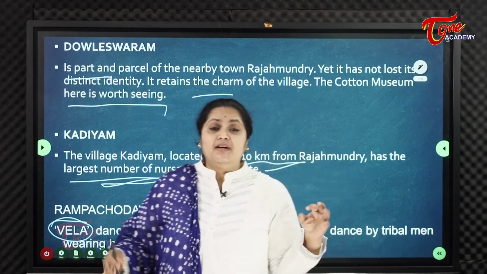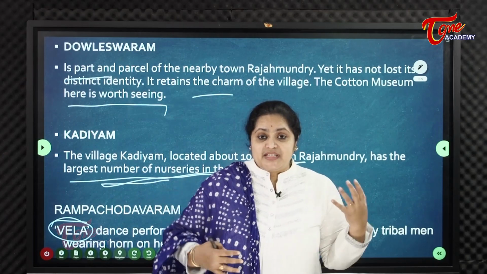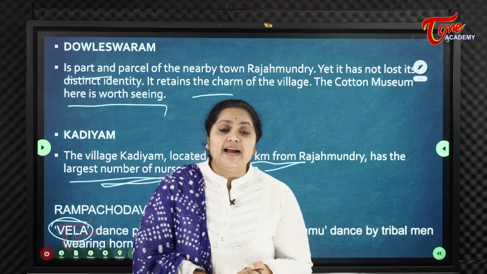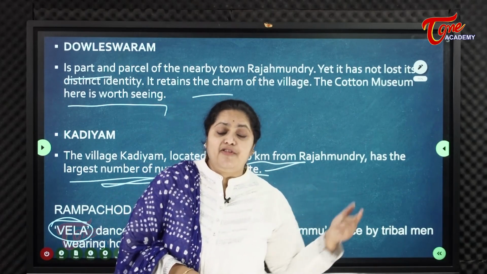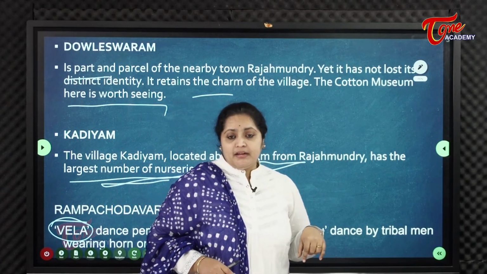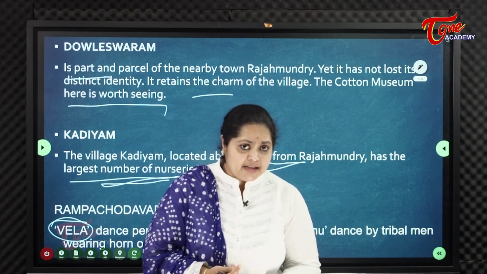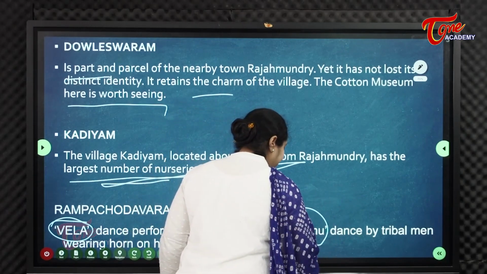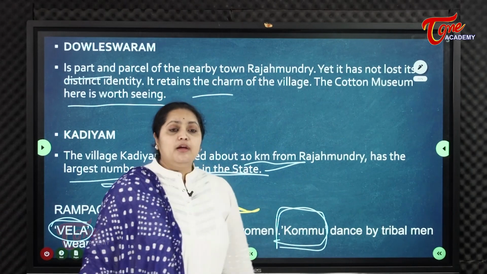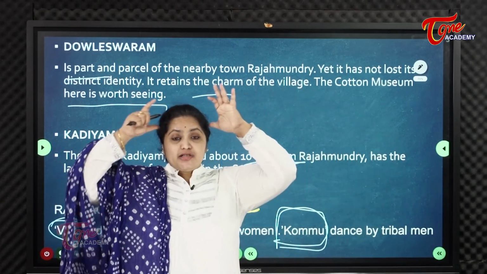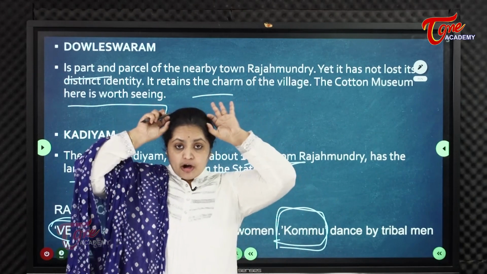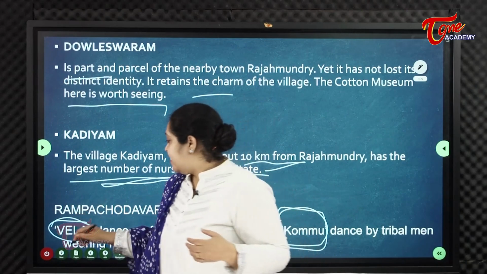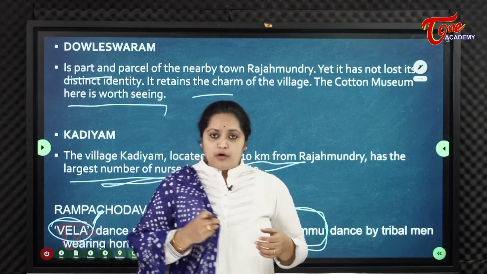performed by tribal women wearing glittering dresses. And in that area, another dance is performed by tribal men. Tribal women perform the Vela dance and tribal men perform the Kommu dance, wearing horns of different animals. They wear horns and perform the Kommu dance, while Vela is danced by tribal women.